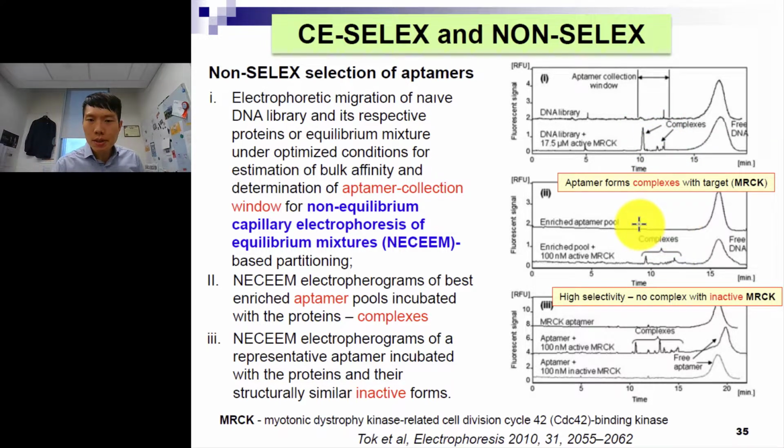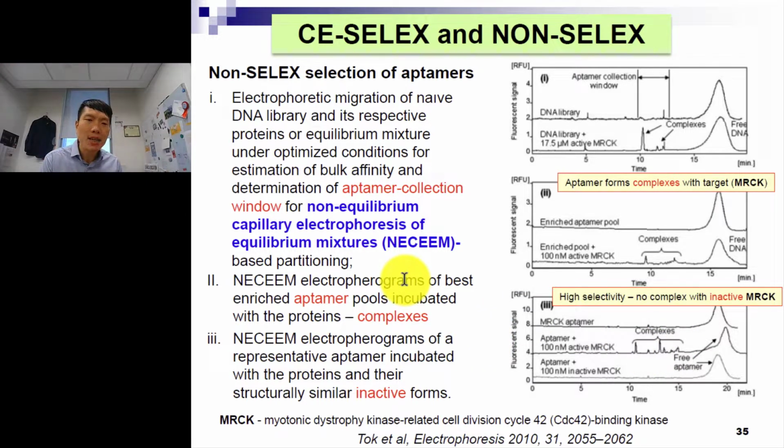Now the next one uses another concentration of the active MRCK. Here's really enriched aptamer, so you see that there are certain signals derived from the complexations. And in the last one, you see that there's inactive and also active kinase, a form of enzyme. So even if we add the aptamer, if it's inactive, because the site is blocked, again there's no complexation and you do not see the peak here.